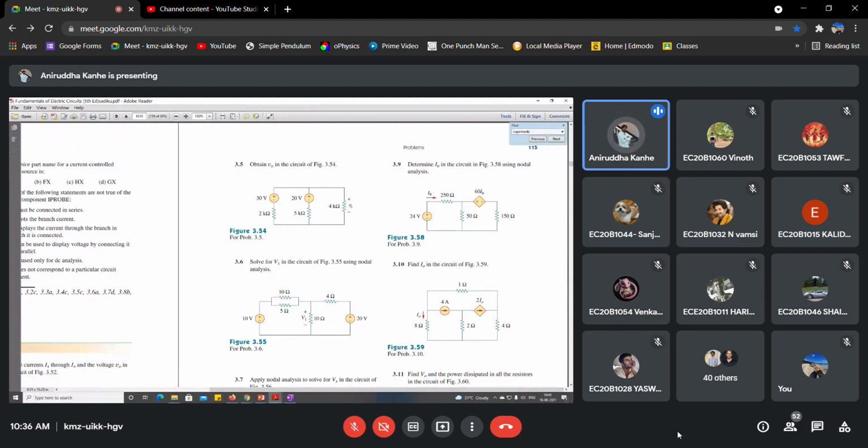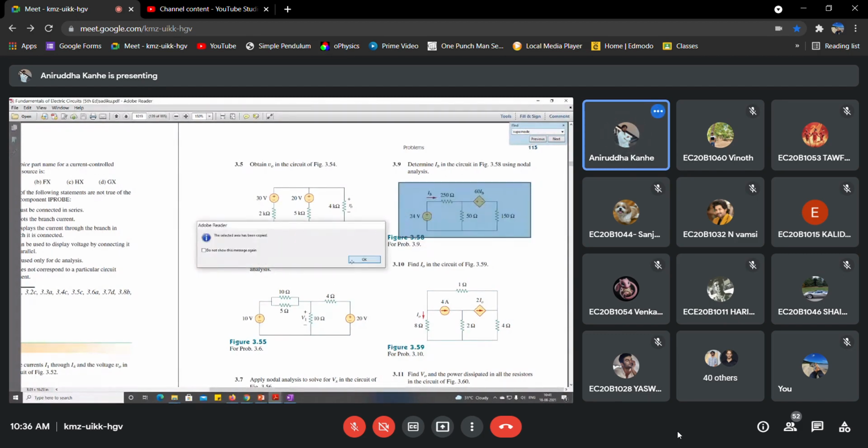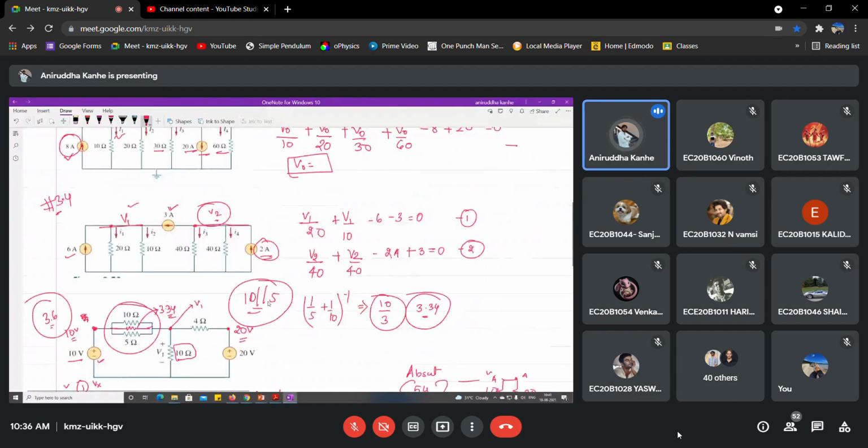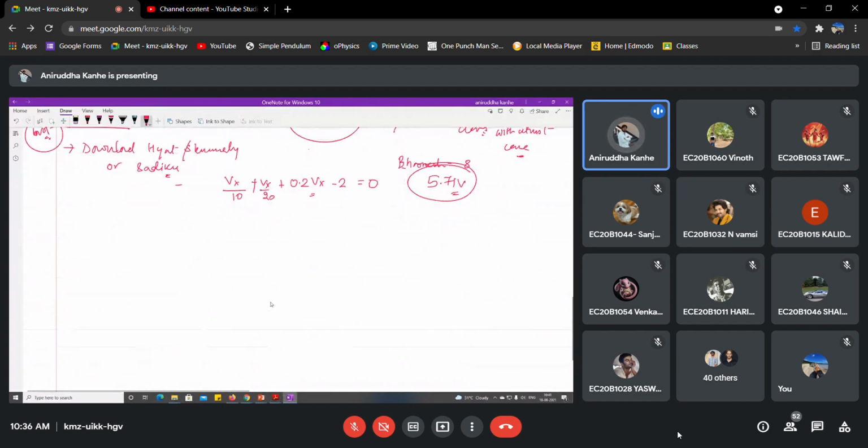So 3.9 also we will not see at this moment. Let me show you the reason why I am not looking into 3.9. Otherwise, you will not understand why I am saying supernode here. So let us take this here.